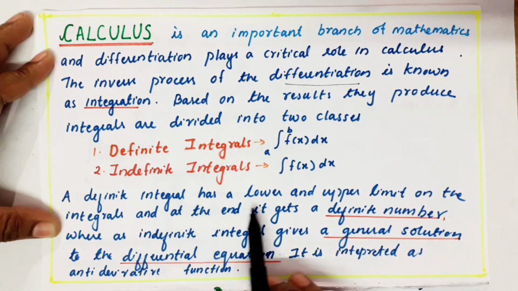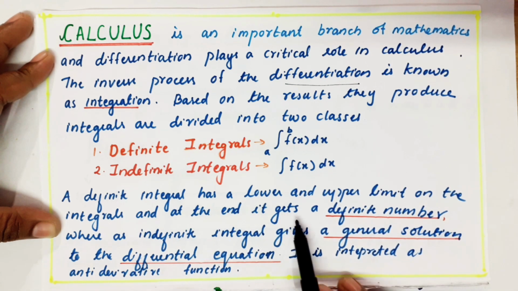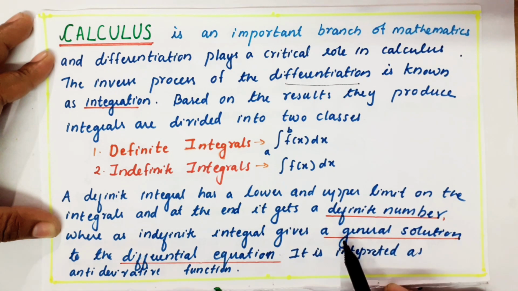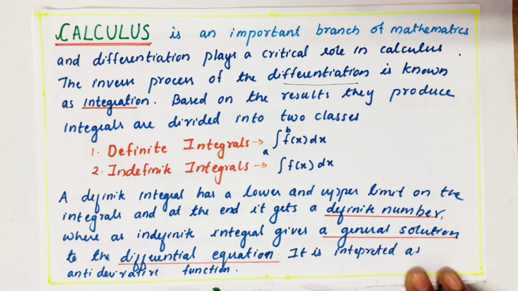A definite integral has a lower limit and an upper limit on the integral and at the end it gets a definite number, whereas indefinite integral gives a general solution to the differential equation. It is interpreted as the antiderivative function. So we are going to do the questions of indefinite integrals.